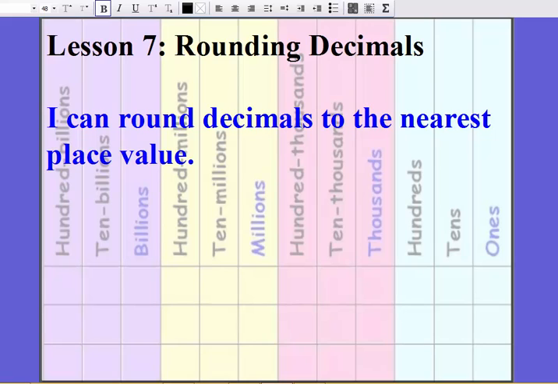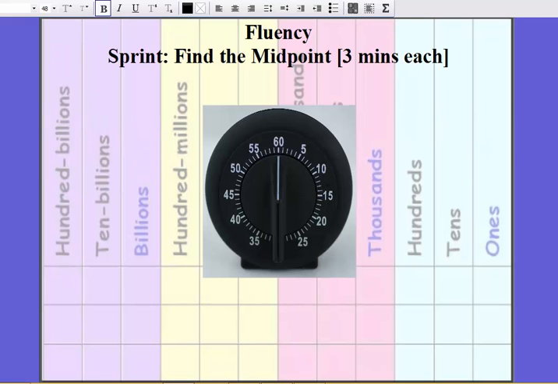Alright, so we're in lesson 7, rounding decimals. Our I can statement is: I can round decimals to the nearest place value. So let's look at our first thing.